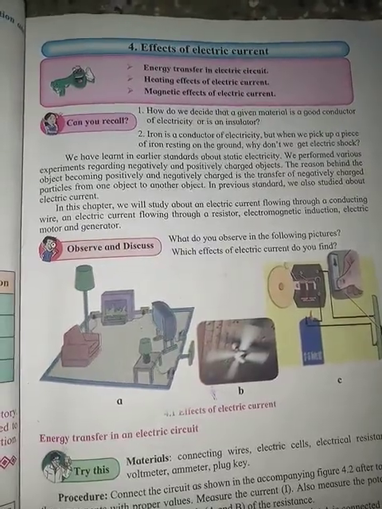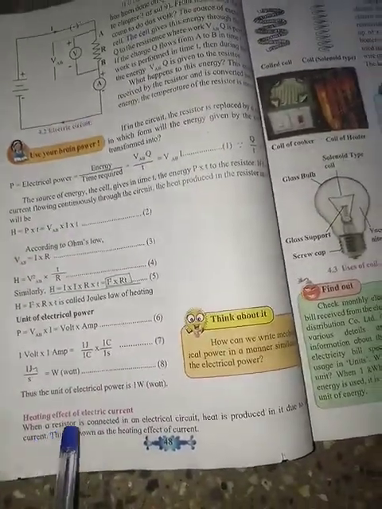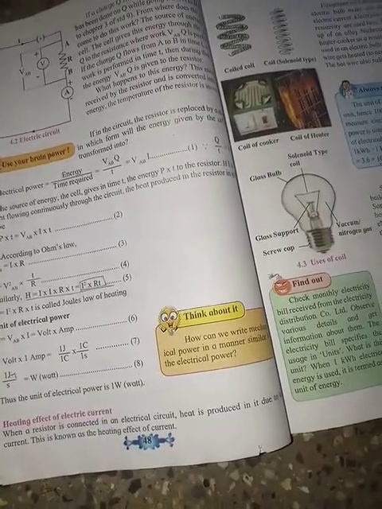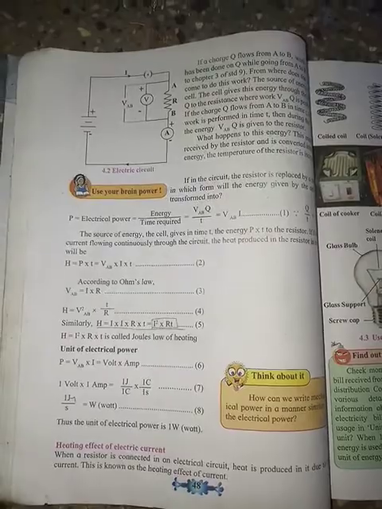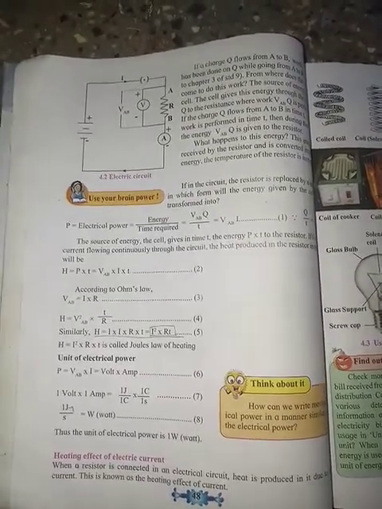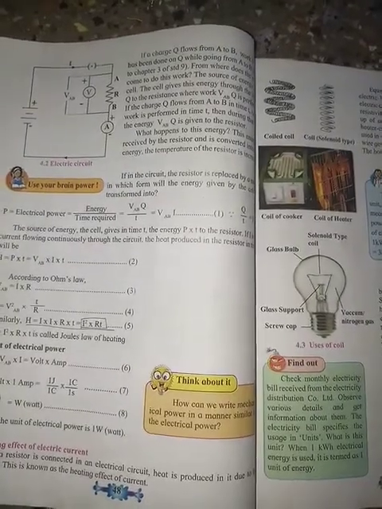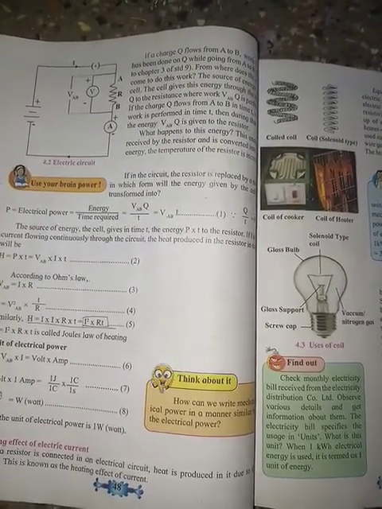Students, today we will start with a new chapter, effects of electric current. Now, what all effects are there of electric current? First we will see the heating effect of electric current. When a current is passed through any conductor, it gets heated due to resistance. When it is passed through a coil, it gets resistance, and the coil gets heated.